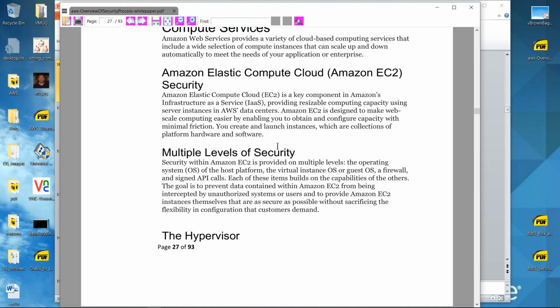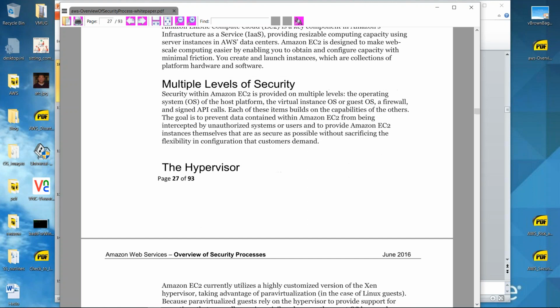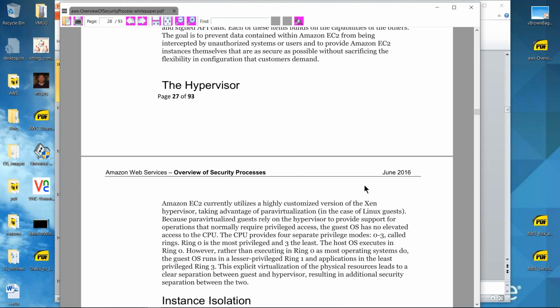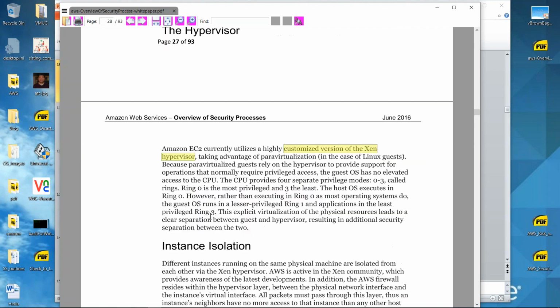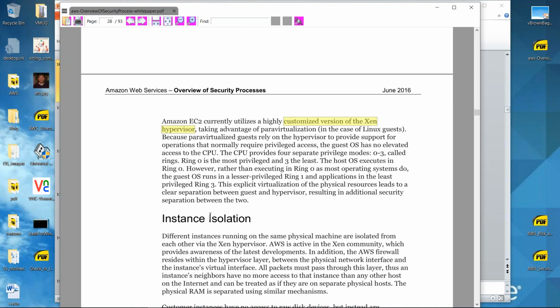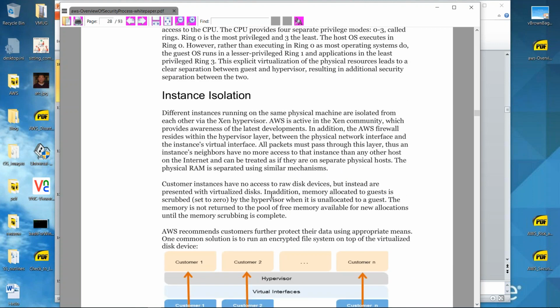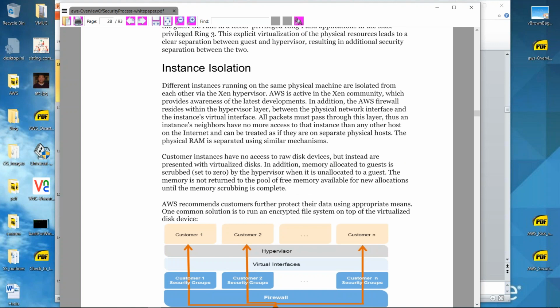some of these risks and attacks. One thing we need to know is that the hypervisor is a customized version of a hypervisor. Then it provides different ways of isolation. Instance isolation is very important, as we all know from the virtualization world. Instance VM isolation is very important, but this document also says the physical RAM is separated using a similar mechanism. Not only does the VM provide isolation, the RAM does too, which is a good assurance for our customers that this is somewhat secure.